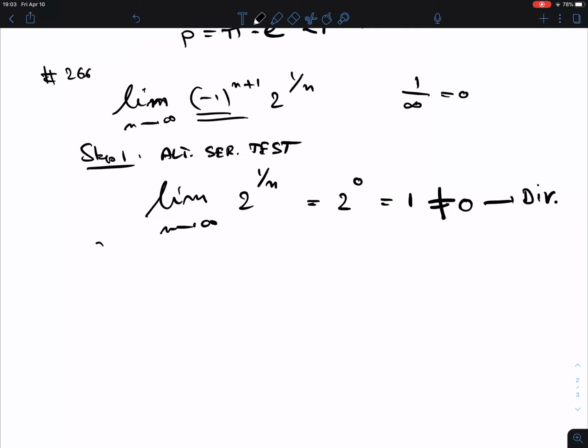Now what about step 2? Well, we don't need this anymore, right? We know it's divergent, so forget about absolute convergence. So this was actually the easier case, so to speak.